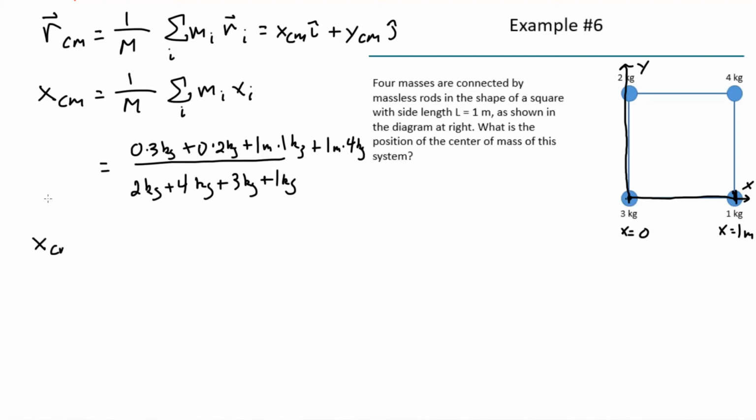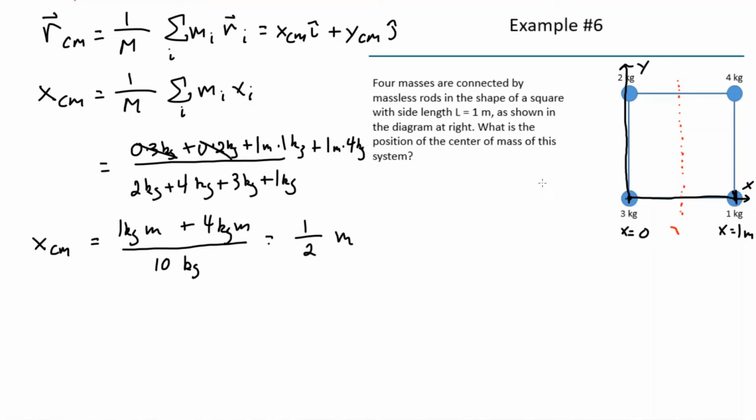So this position of the center of mass equals, well, these zeros, just make those 0, so I get 1 kilogram meter plus 4 kilogram meters over 2 plus 4 plus 3 plus 1, that is 10 kilograms. Well, this is just 1/2 of a meter. So the x coordinate of the center of mass is just right here in the middle. This is my x center of mass. Okay, great. Now let's do the same thing for y.